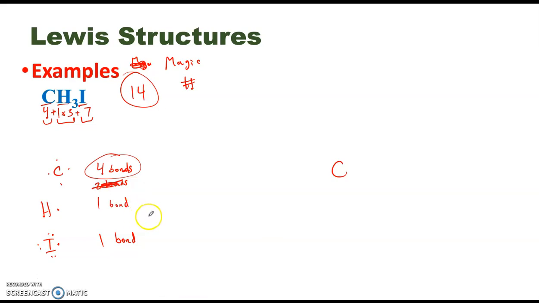Now, rule number 1, carbon in the middle, most bonds. Rule number 2, every single dot needs to find a buddy. So I draw the single dots. Carbon has 4 single dots that need to find buddies. So we've got to find buddies for them.